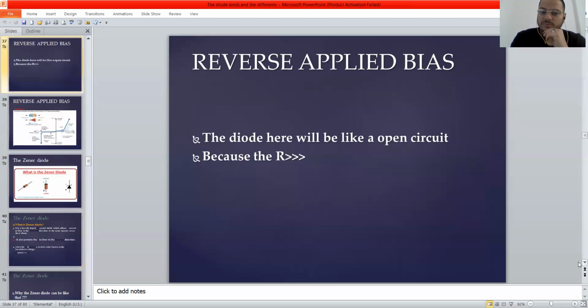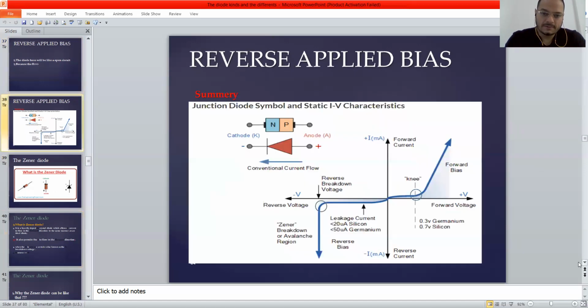The diode here will be like an open circuit because of a huge depletion region, like I said before. Here at the approximate diagram, at forward bias and reverse bias, sure, the diode will not allow the current to go through, because we use it to protect our devices, to prevent the leakage current, but this is theoretical.